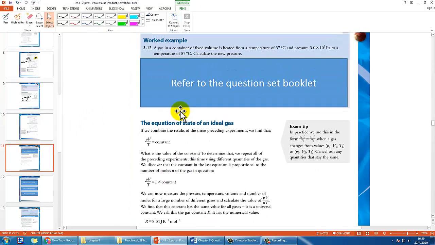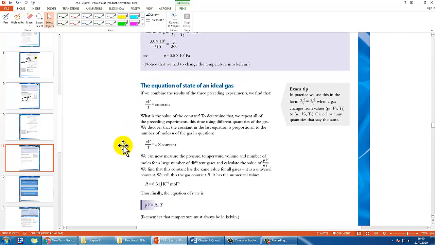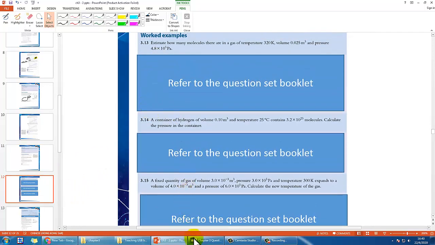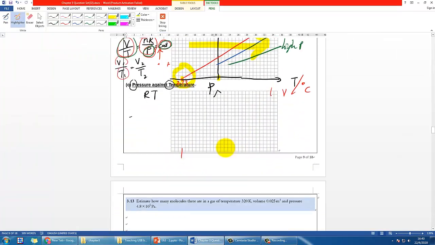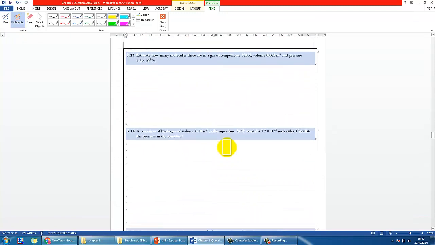Alright, so another example, which again I find very easy, so I skipped that in the question booklet. If you're okay with that, then we'll be doing 3 examples in your question set. So you may want to pause the video now, and we'll check the answers together.